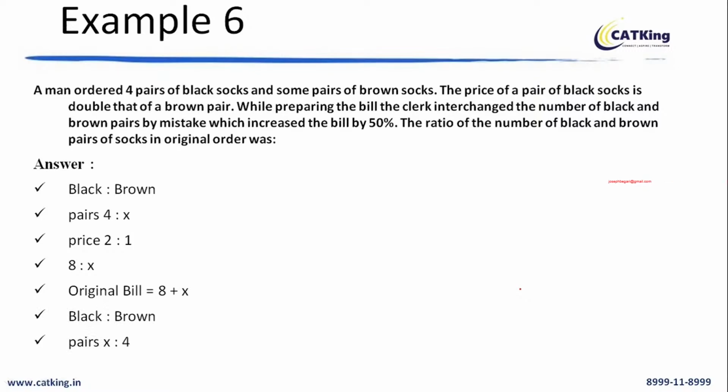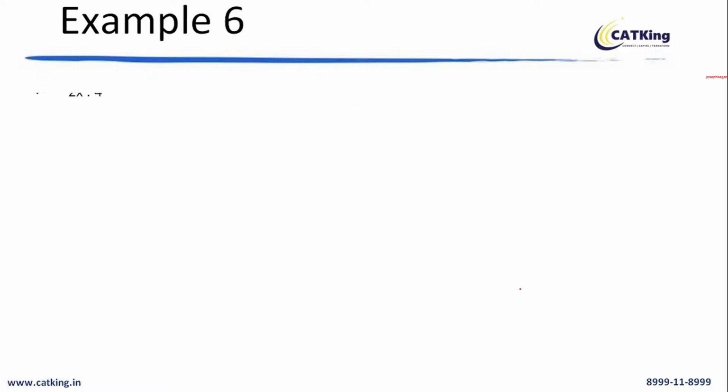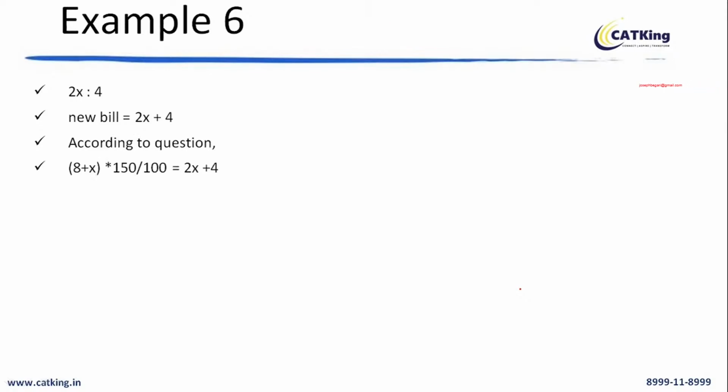Now, in the new order, black is to brown is how much? x is to 4. So the brown socks pair becomes 4 and black is x. Alright, their price is in the ratio 2 is to 1 because black will be double of brown any day. So you multiply it, you will get 2x is to 4. So the new bill amount is 2x plus 4, that is brown socks amount plus black socks amount. So according to the question, the new bill is 50% higher than the old bill, correct? So 8 plus x into 150 by 100 will give you 2x by 4.